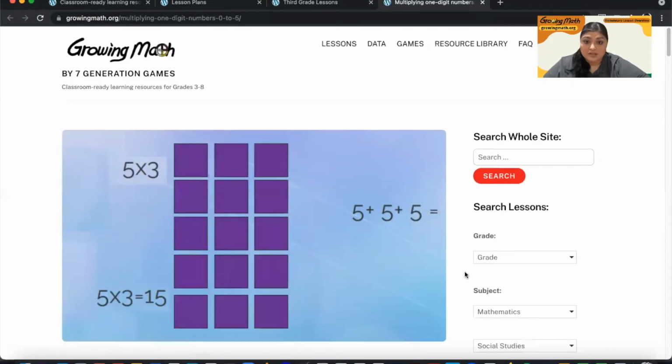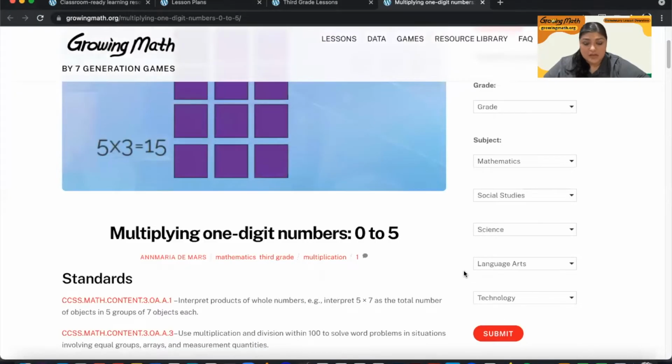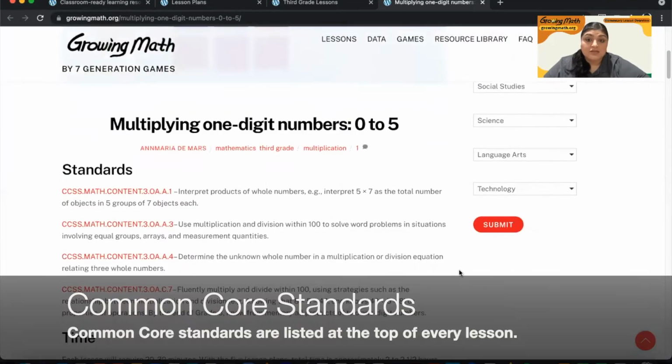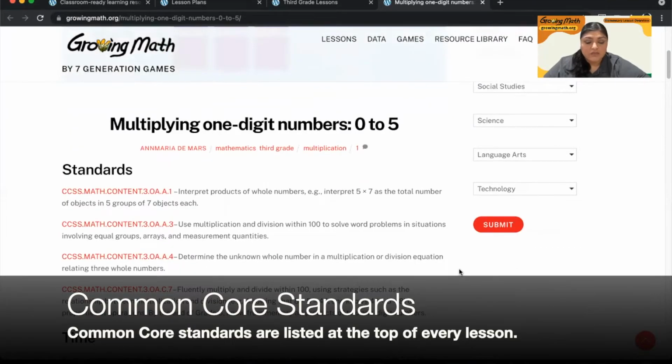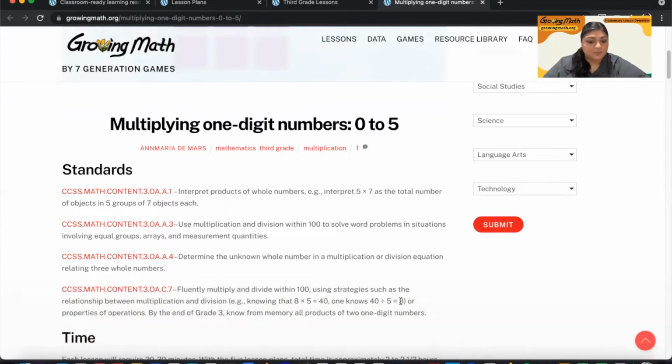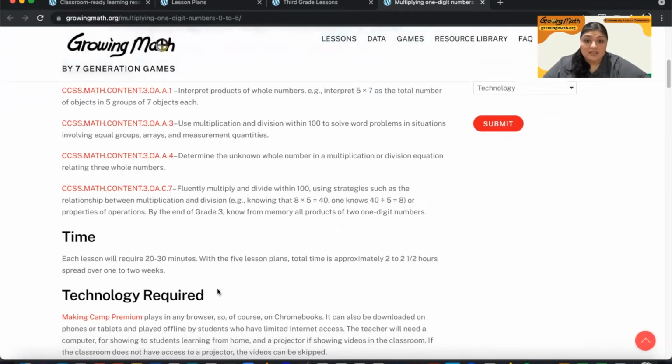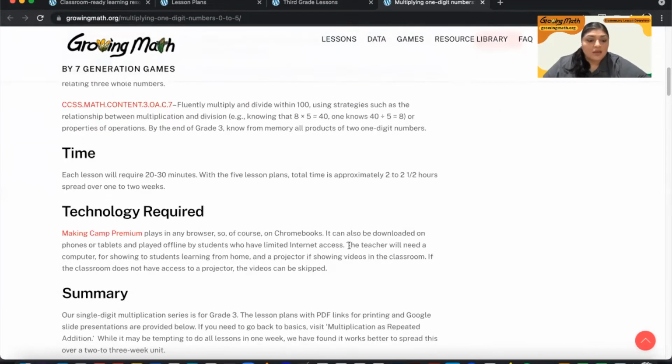Once you have your lesson plan pulled up, you'll see the title at the top and the standards. These are the standards covered in this lesson plan. We will also provide the time that it takes to teach this lesson plan, and the technology required. Most of our lesson plans do require technology, be it for gameplay at the end of the lesson plan or to read an online book as the activity during the lesson plan. But basically, most of our lesson plans do require technology.